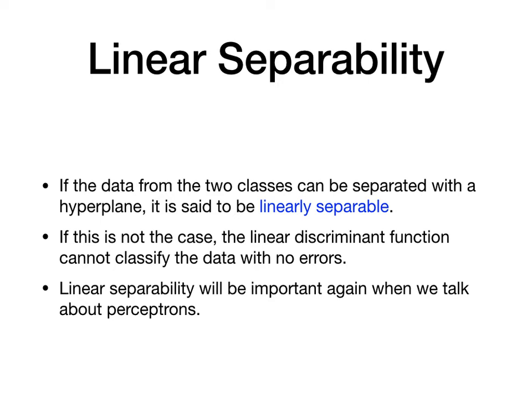There's the idea of linear separability, which we talked about when we looked at the support vector machines as well. If the data from the two classes can be separated with a hyperplane, then it's said to be linearly separable. If that's not the case, then the linear discriminant function can't classify the data without making some errors. And linear separability will be important when we look at the perceptrons a little bit later.